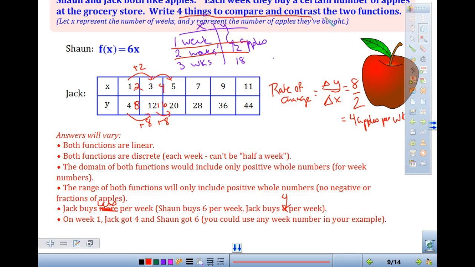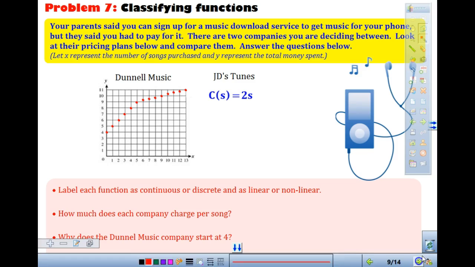So both are linear, both are discrete, the domains are both whole numbers, the ranges are whole numbers. What's really different is how many apples each person is buying per week, right? That is the contrast part. There really wasn't much else. Besides that, both are pretty similar, okay?